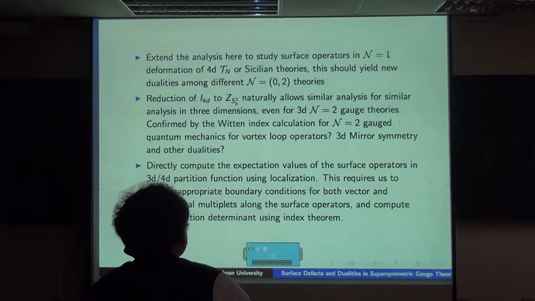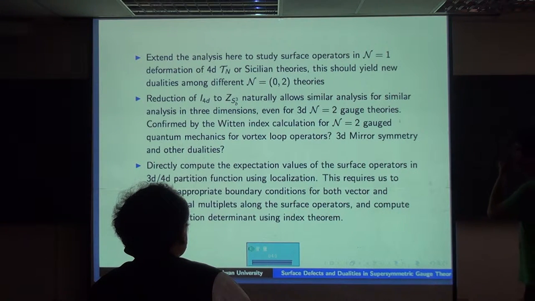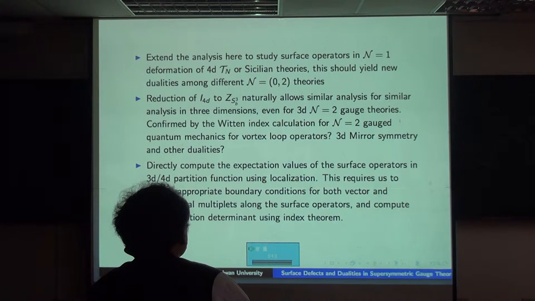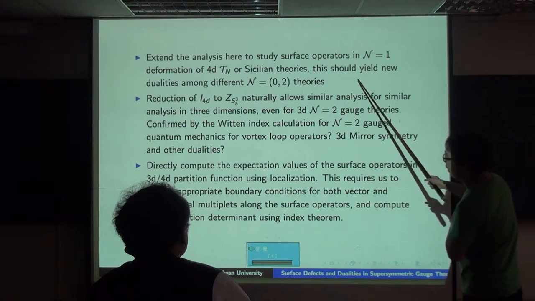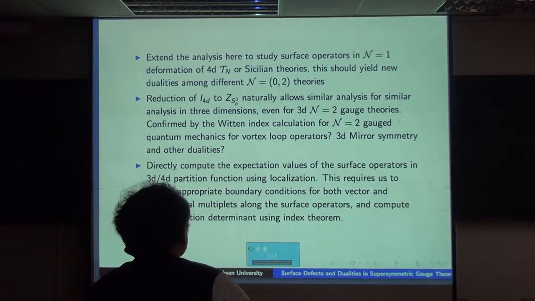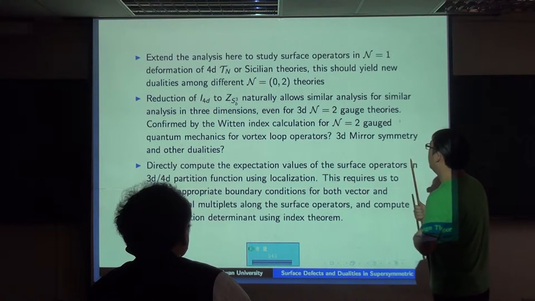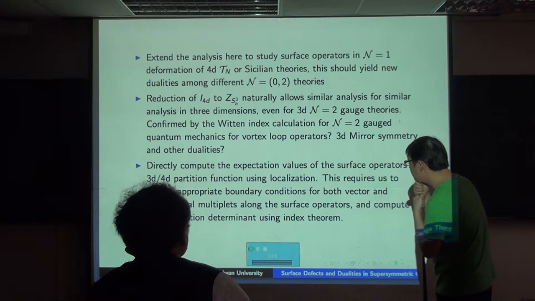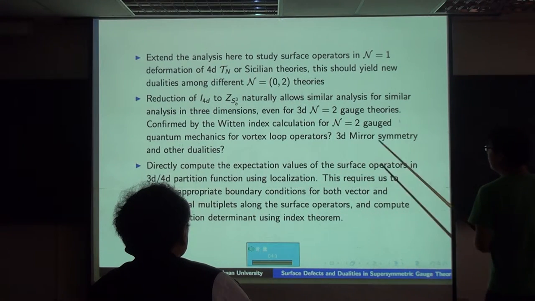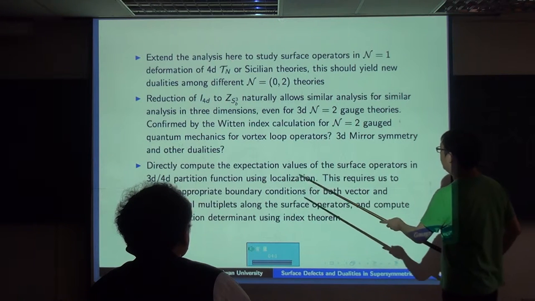Okay, so that's the last slide, and I just kept the time. So a few directions. We can extend the analysis here, really trying to study the surface operator in those N=1 deformations of the T_N series, like the three punctures, and they are Sicilian series, and actually you have different dualities among N=0, 2 series. But one can also try to reduce all this 4D index we've been considering, and perform a similar kind of analysis in 3 dimensions.